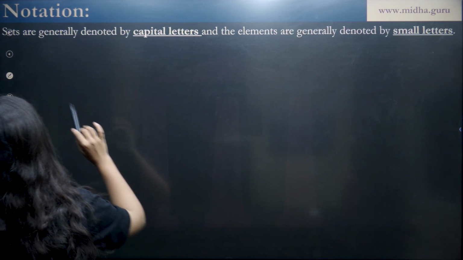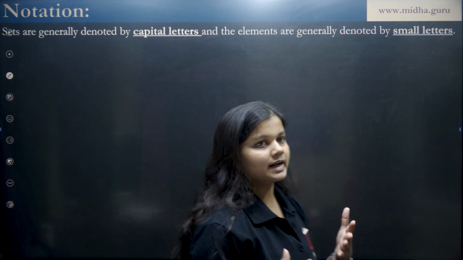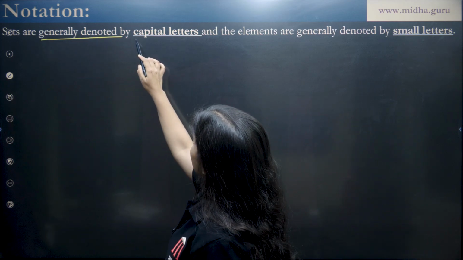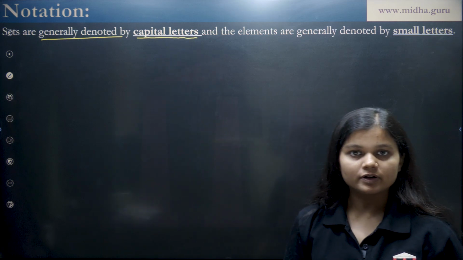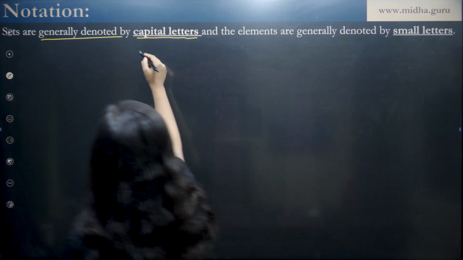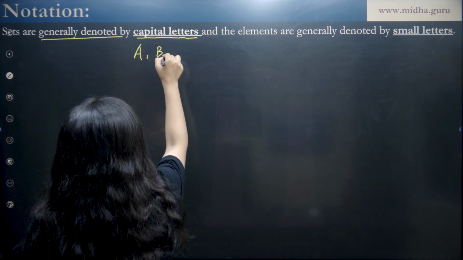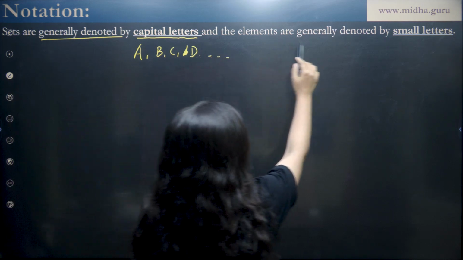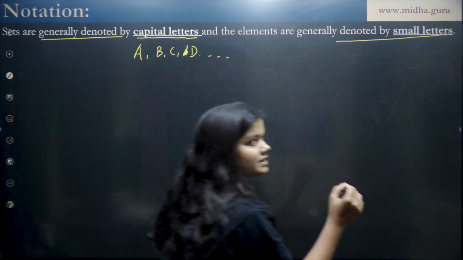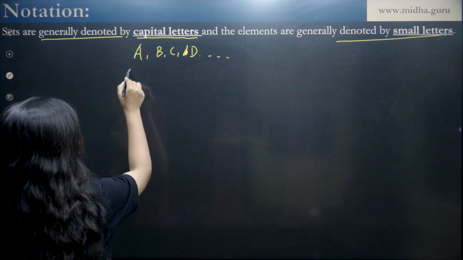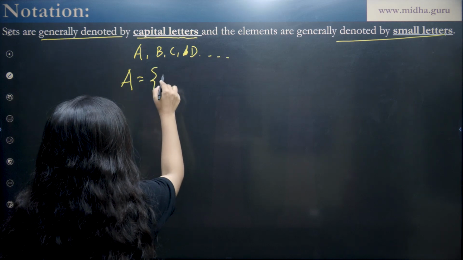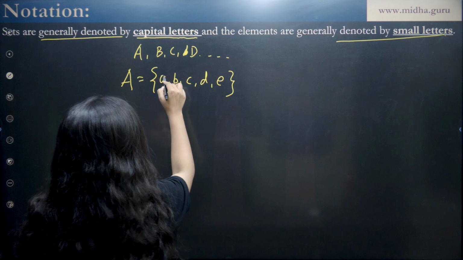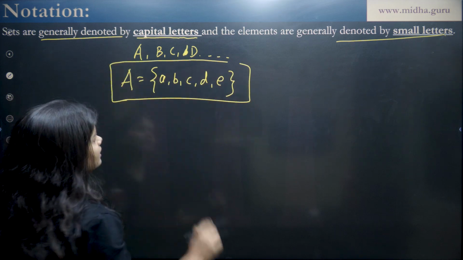Next is notation. How can a set be noted? Sets are generally denoted by capital letters. As I have already told you, sets are denoted by using capital letters like A, B, C, D, anything, and the elements are generally denoted by small letters. Let us say this is a set A which has elements small a, b, c, d, e. So this is how a set is denoted.